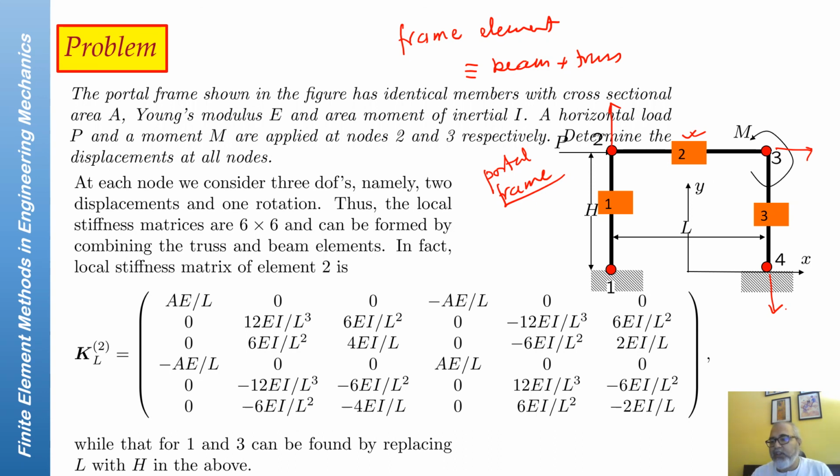It will be complicated, but you can start writing a small code to solve this problem. Give some values to EI, L, and you have to give EA and EI both. Give some properties and try to see if you can solve the portal frame problem with these boundary conditions and forces applied.